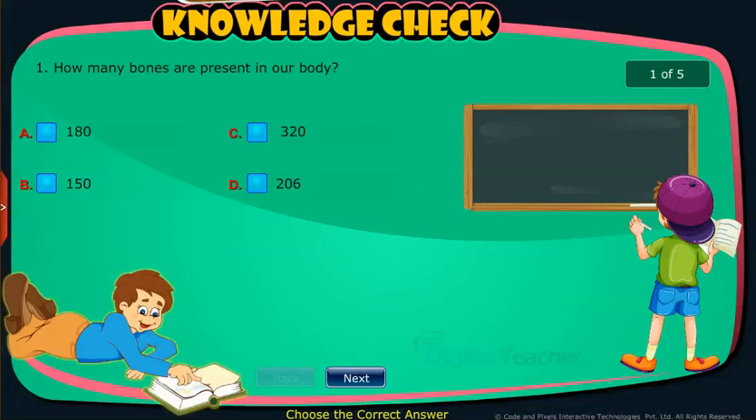Knowledge check. Attempt the following questions to check your understanding.